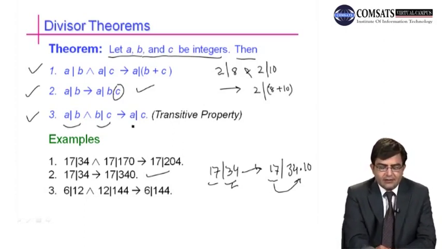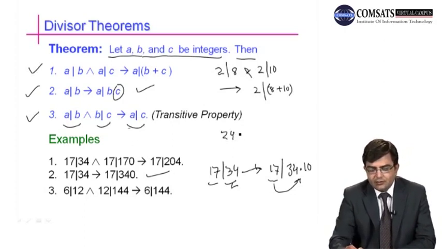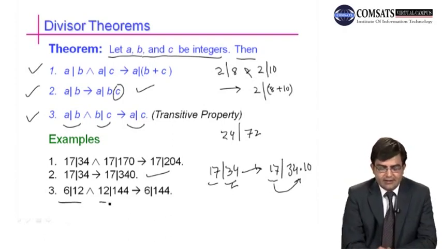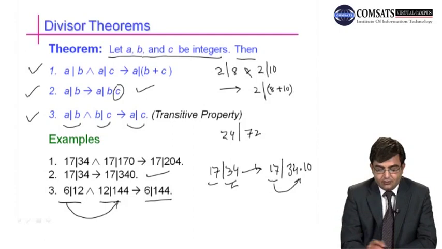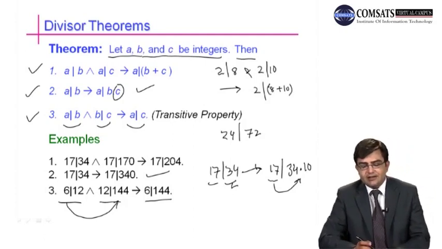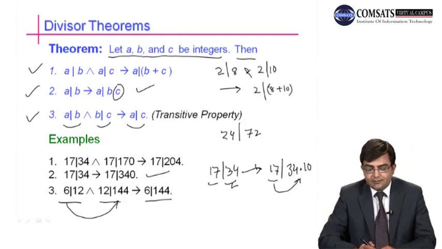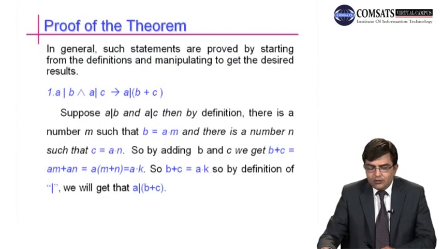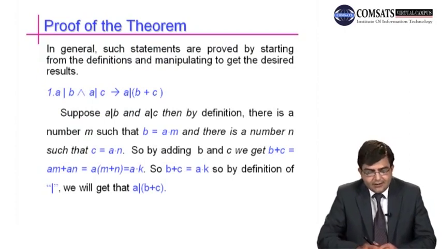If A divides B and B divides C, this implies A divides C. If you take a simple example, if 6 divides 12 and 12 divides 144, then 6 divides 144. So this is basically called the transitive property of division. So we shall prove these statements.